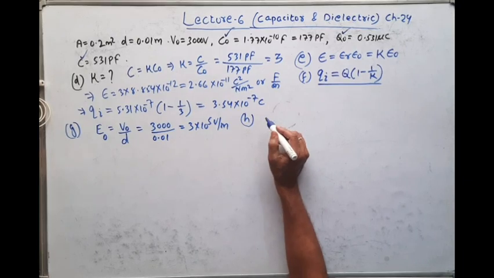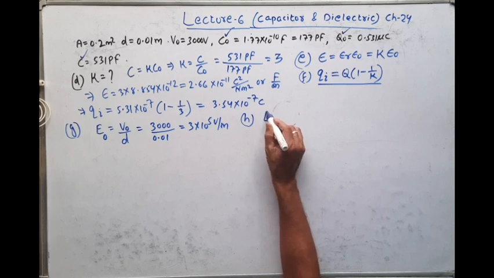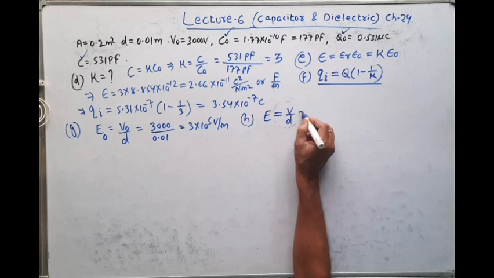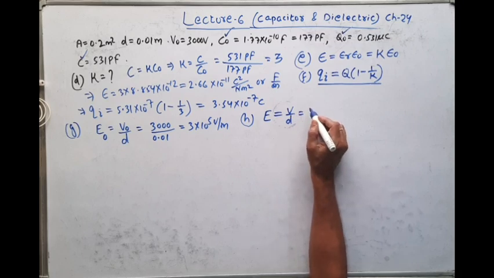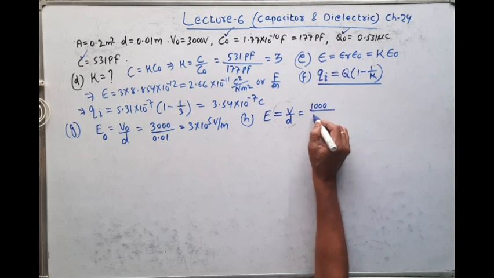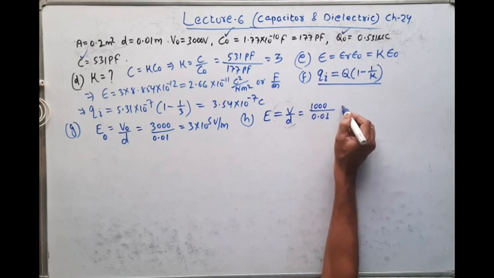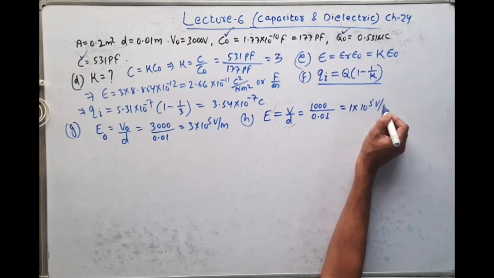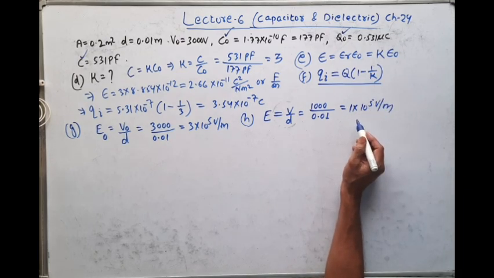Next we have to find the electric field after the dielectric is introduced. The electric field after insertion of the dielectric is V by D. After inserting the dielectric, what is the potential difference across the capacitor? It is 1 kV, or 1000 volt, divided by distance. So that is equal to 1 into 10 to the power 5 volt per meter. So this is the electric field.